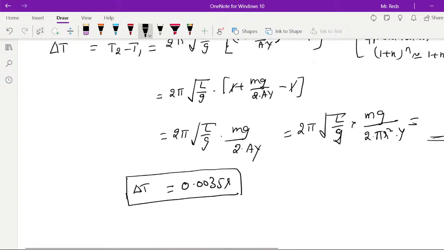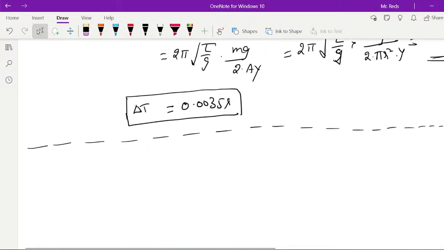Right, I hope you guys have done this. Do the simplification part by yourself, guys. Let's try the next question.